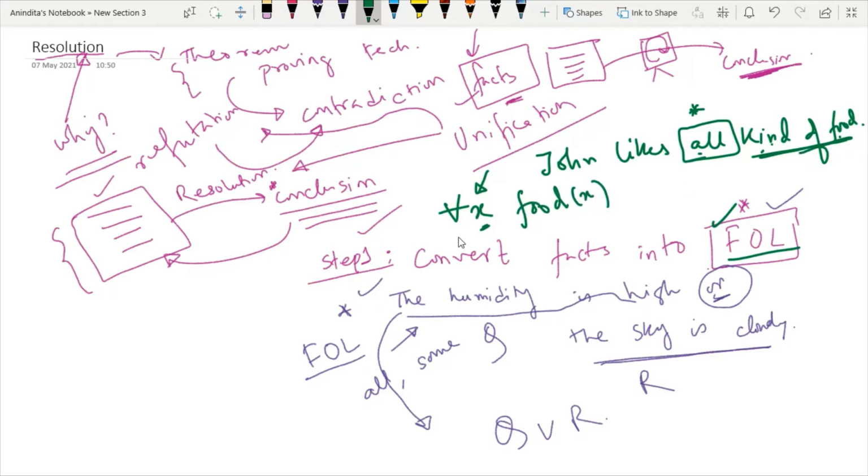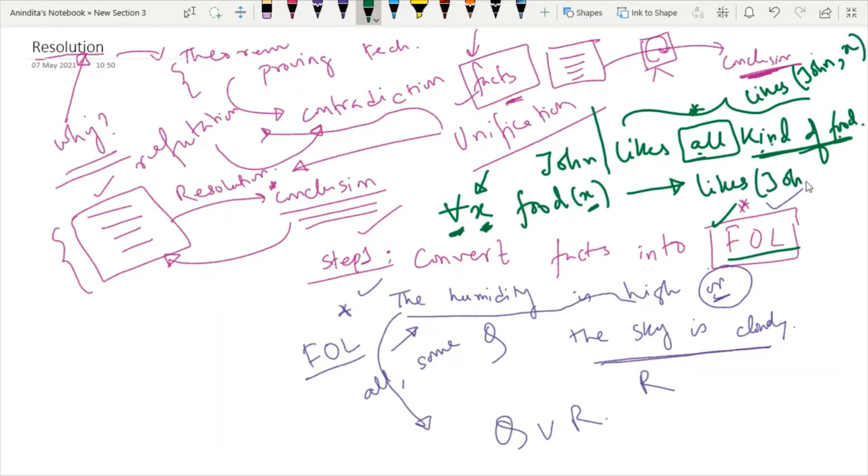And we know that whenever the all quantifier is used, the main connective will be the implication sign. And this is your subject John, and John likes all kind of food. This is the predicate. So what is the essence of this statement? Likes. Who likes what? John likes food. So here food, all kind of food, is represented by a variable x. Therefore I will write here likes John x.